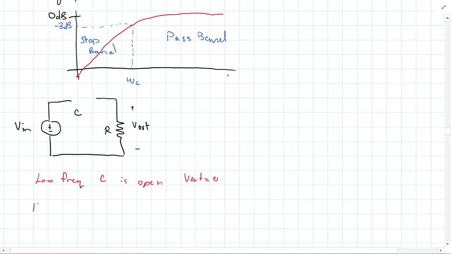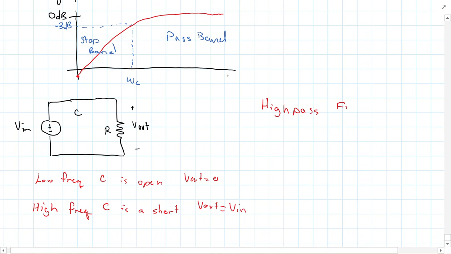And then at high frequencies, C is a short. So if I draw the short in here, it'd be like that. And then we can clearly see that I have a current here, and just looking at the circuit, I get that V out is equal to V in. So based off this qualitative analysis, this is clearly going to be a high-pass filter.